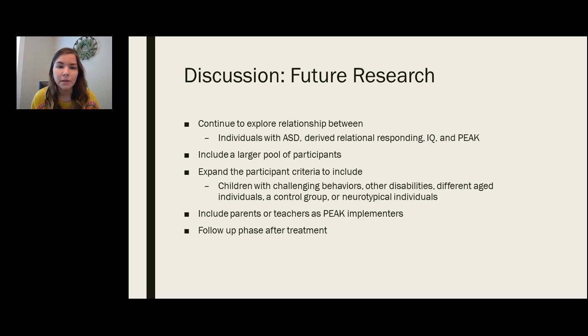And then another avenue for future research would be to include a follow-up phase after treatment to see if our results generalize to a different setting, or if in 2-3 months we're still seeing the IQ gains and the derived relational responding that we were seeing during treatment.